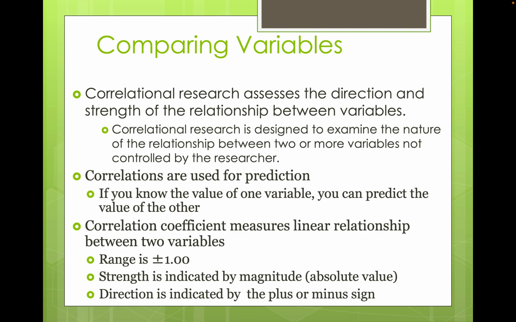Correlation coefficient measures linear relationships between two variables, and the range is between +1 and -1. So it's a range of 2 because it goes from -1 to +1. And that is, there's 1 in the -1 and then there's 1 in the +1. So if you add the two together, you get 2. So 0 is very important. It's right in between -1 and 1. Strength is indicated by magnitude, absolute value. Direction is indicated by the plus or the minus sign.